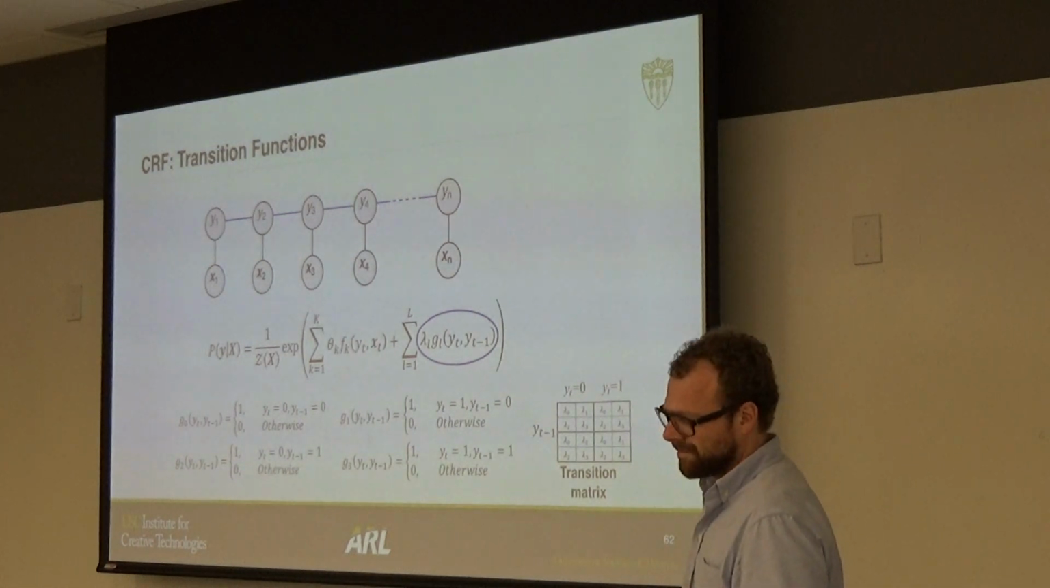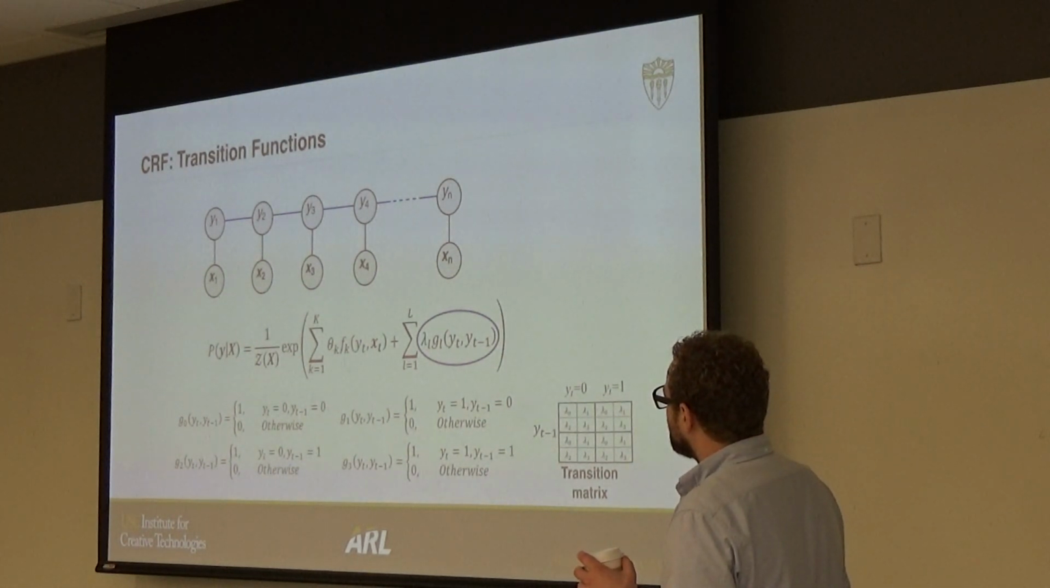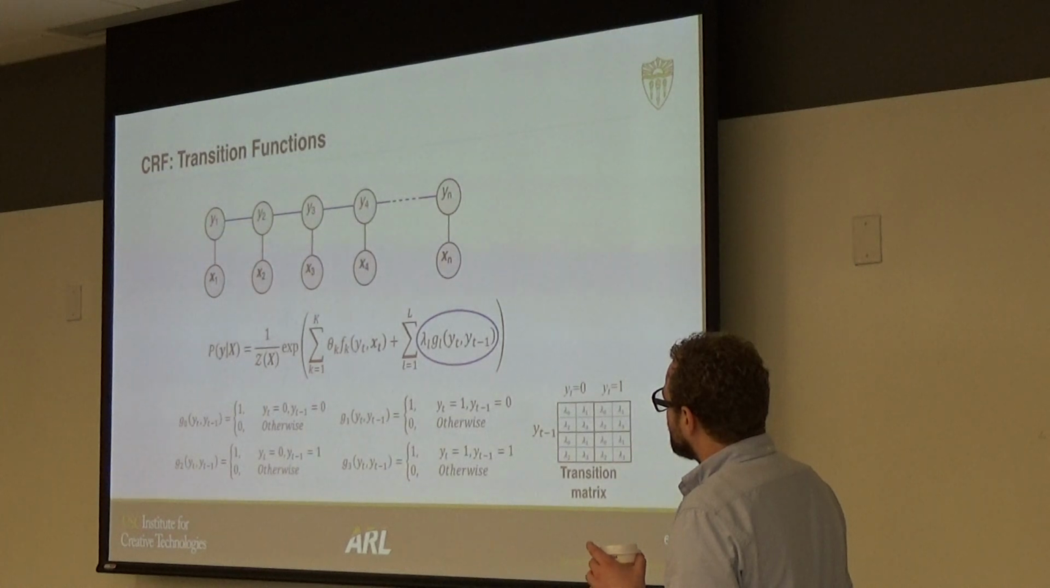Can K and L be random numbers, or does it have to be the full combination of all possible transitions?